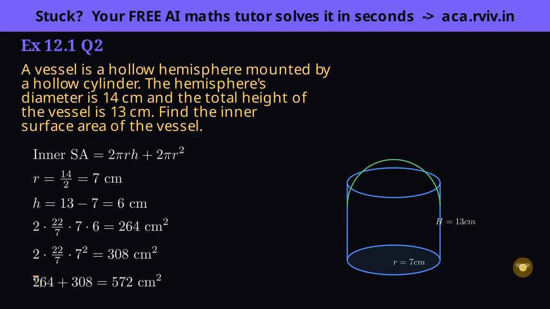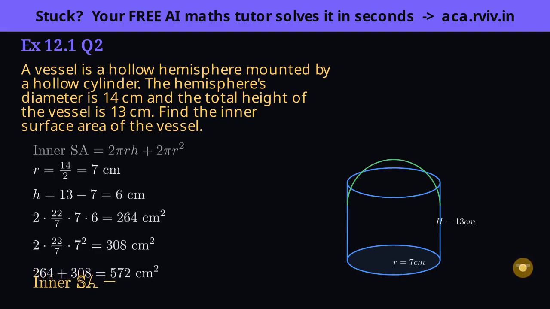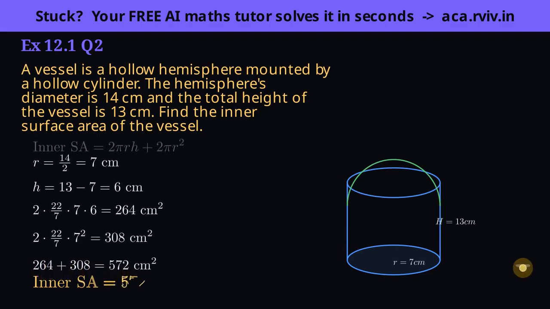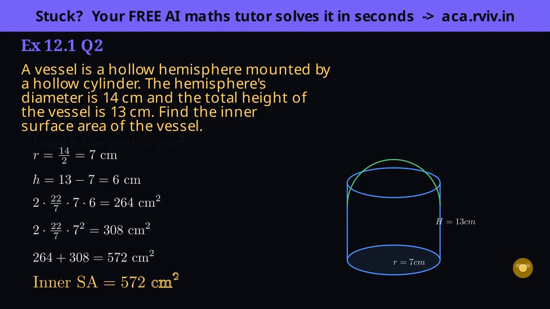The takeaway, for a hollow vessel we count only the inner curved skin the contents touch, never a flat top rim, because the top is open. Always let the word hollow or inner steer you to the right faces.